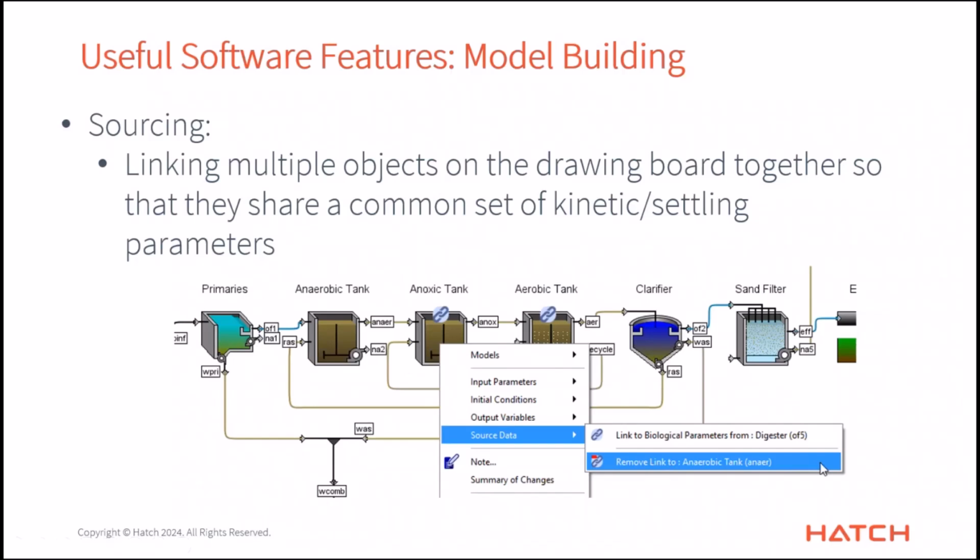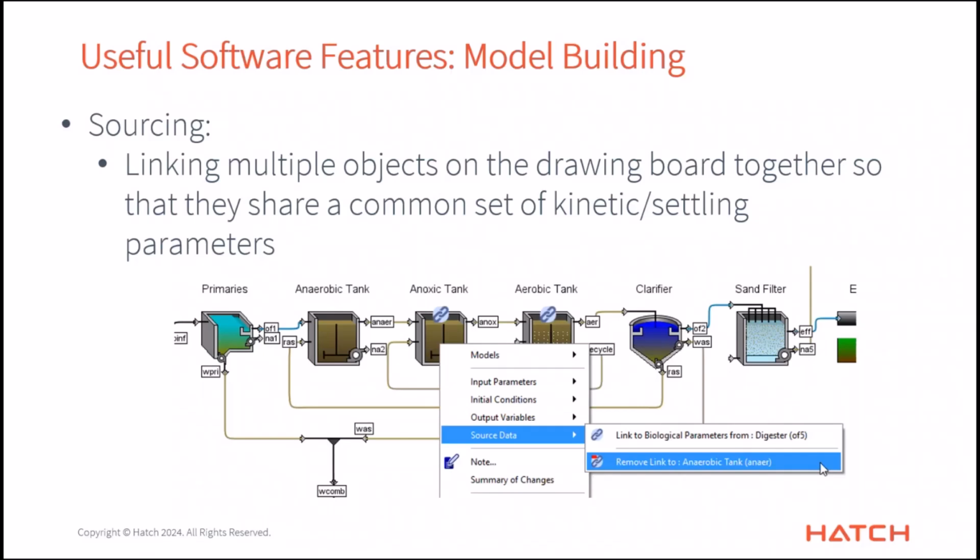So the way you do that, you right-click on the object, go down to Source Data, and if there's no link there, you'll see a list of all of the things that you could potentially link to. If you have a link there, then it gives you the opportunity, if you prefer, to remove that link. So it's pretty straightforward. It used to be a little bit more complicated setting up sourcing in the old versions of GPSX. Recently, we've switched it to this nice little right-click menu here, and it works nicely.